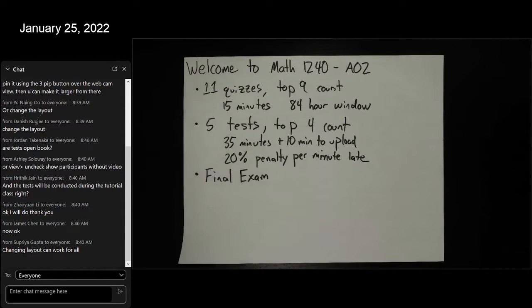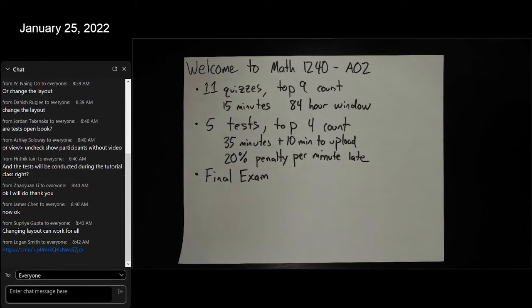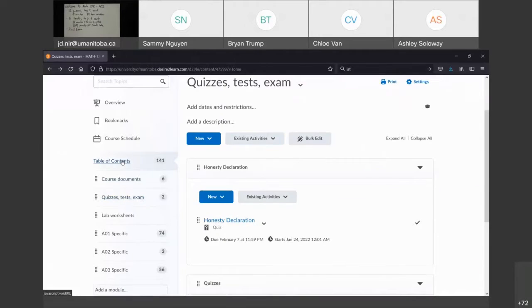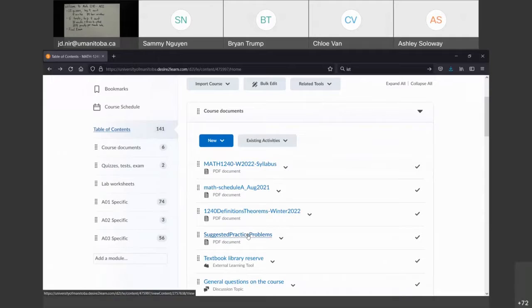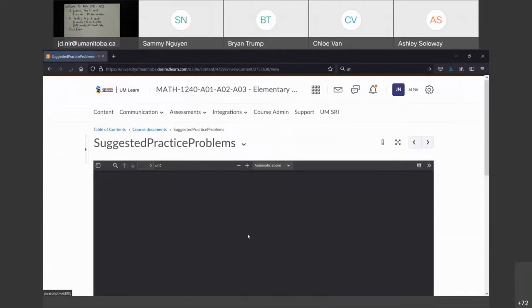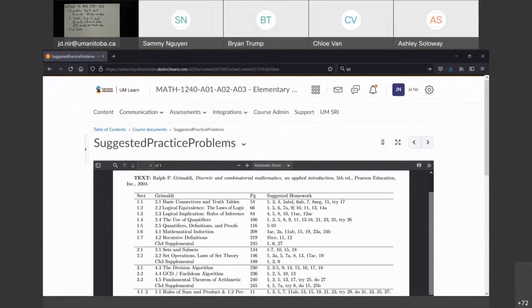So the homework problems are back on Learn. So I'll go back to here. Under course documents, we've got these suggested practice problems. So this is a list of problems out of the textbook.